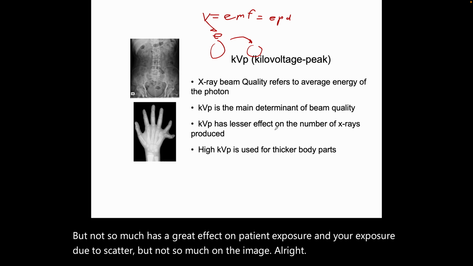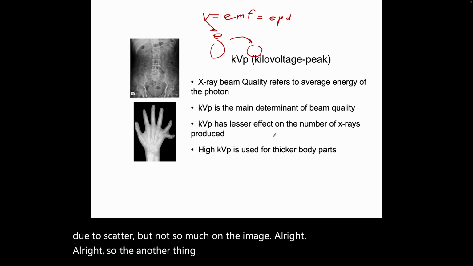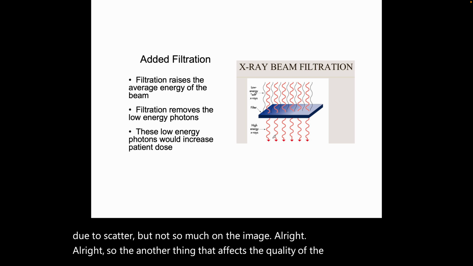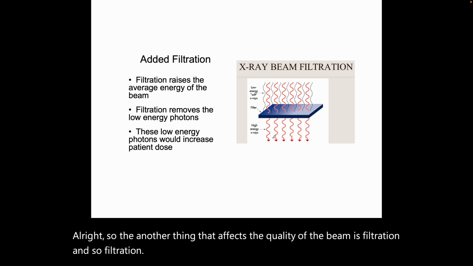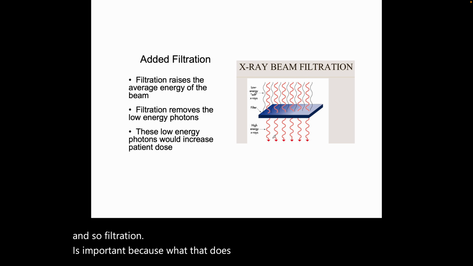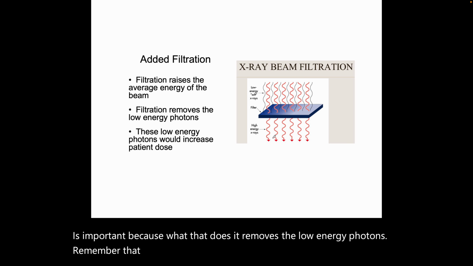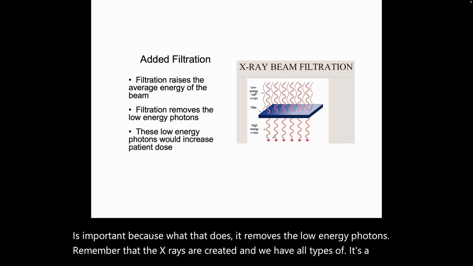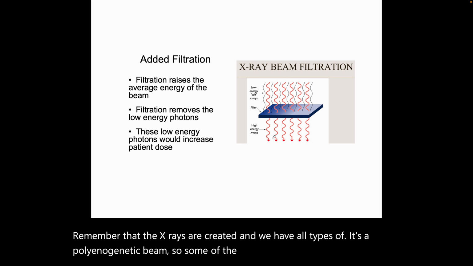All right. So another thing that affects the quality of the beam is filtration, and filtration is important because what that does is it removes the low energy photons. Remember that the X-rays are created, and it's a polyenergetic beam. So some of the photons are going to be high energy, some are going to be low energy.